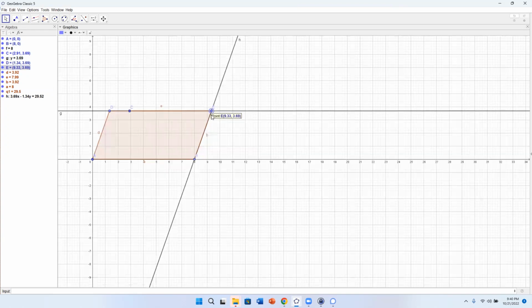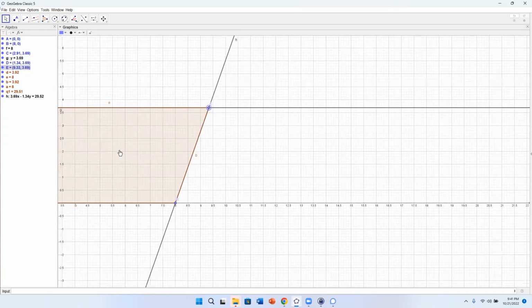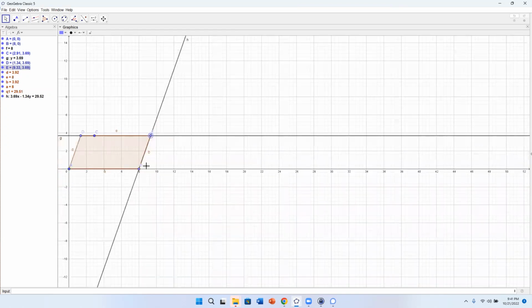Yeah, now it's perfect. So you can see this is a parallelogram now in which the parallel sides are parallel, so they're equal. So that's what a parallelogram is like.